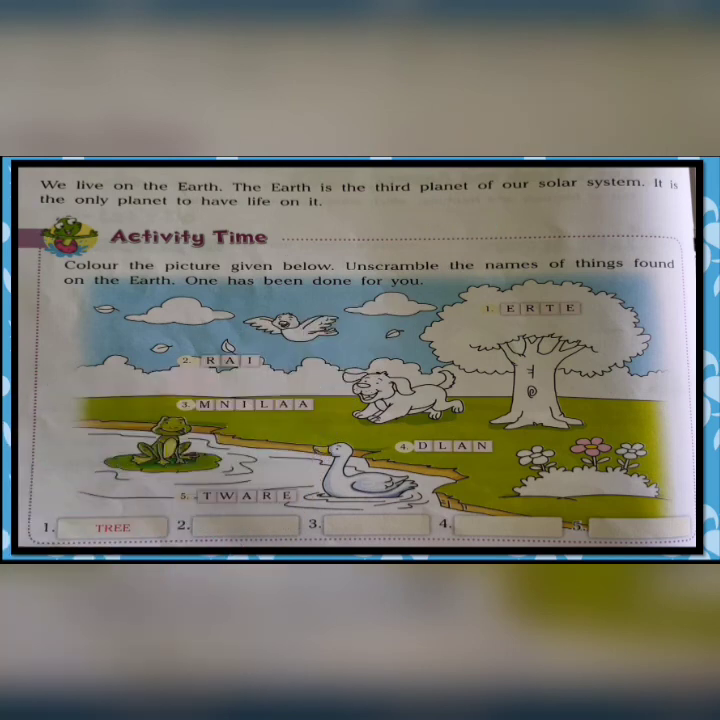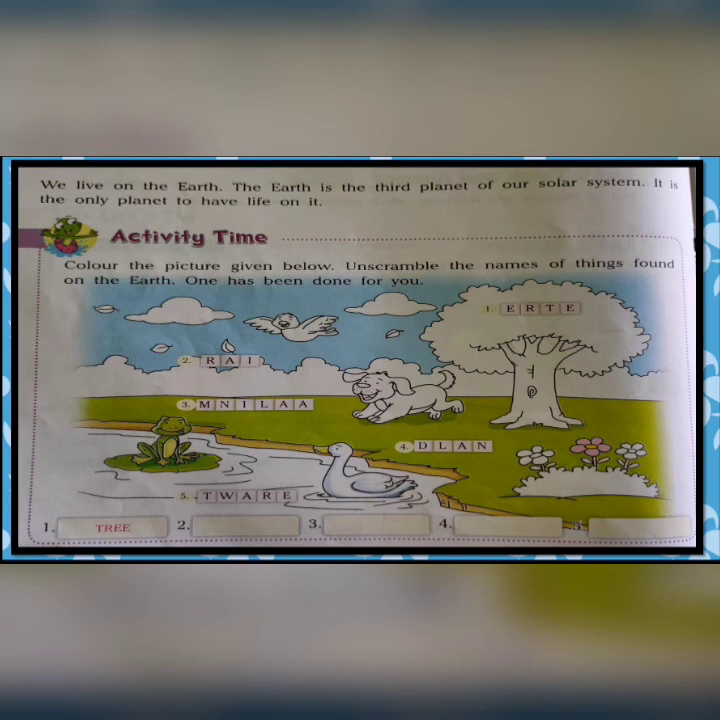As we know that our earth is the third planet of our solar system. Solar system is what? The sun, all the 8 planets and their moons together form the solar system. Yes, and earth is the only planet where life can be found. Yes, we live on the earth. We means human beings, different kinds of animals, trees, all those. And our earth is the only planet to have life on it.